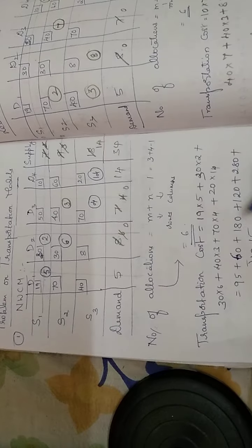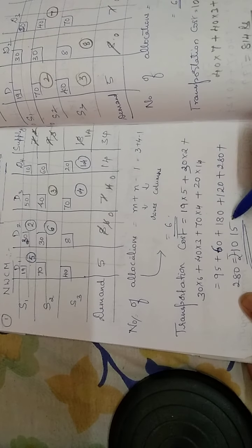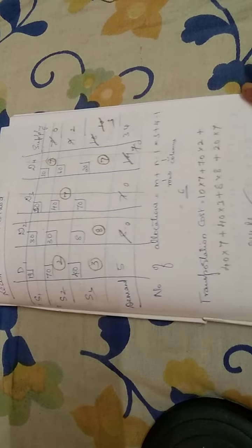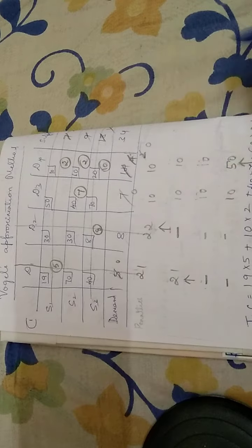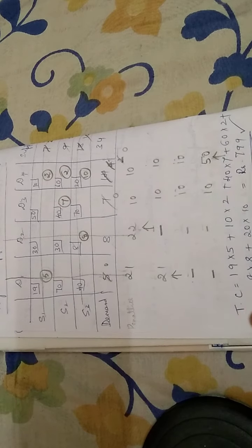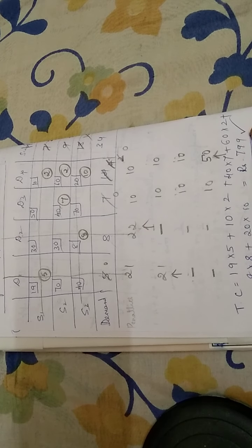If you observe here, the total cost under the northwest corner method was 1050. Under the least cost method it is 814, and under Vogel's approximation it is 799. So Vogel's approximation method gives us the least cost. This is how we solve the initial basic solution under the transportation problem.